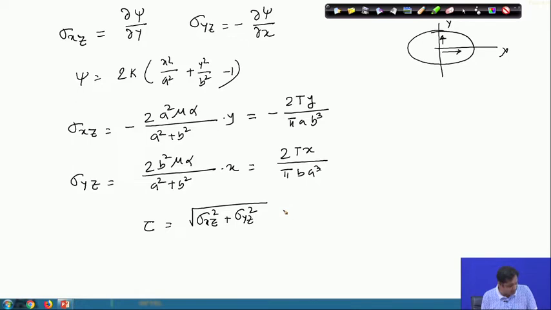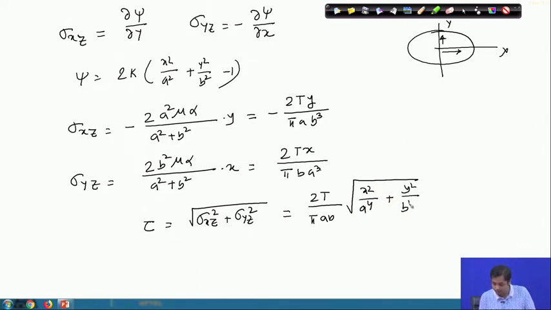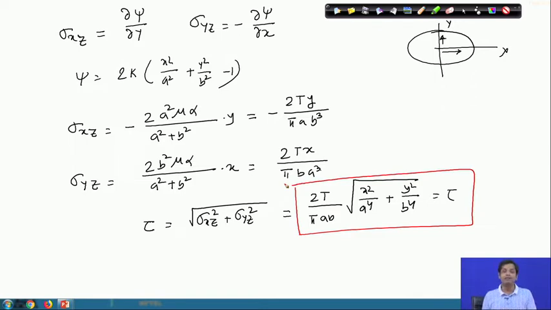So, if you substitute this value, the final expression will be 2T by pi a b into the square root of x square by a to the power 4 plus y square by b to the power 4. This is the expression for tau. This expression is also important. It tells you how tau is varying over the entire surface: if you take any value of x and y, how tau is varying over x and y.